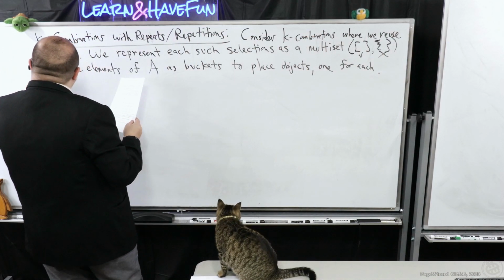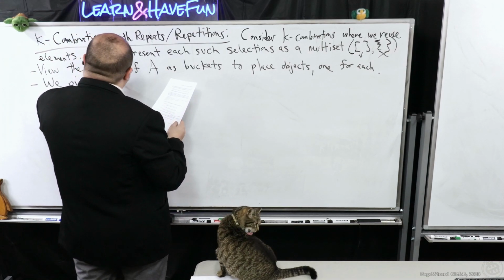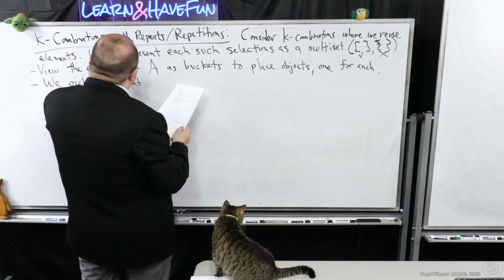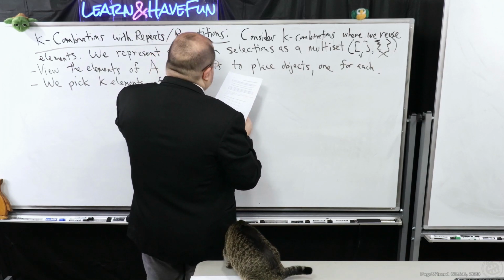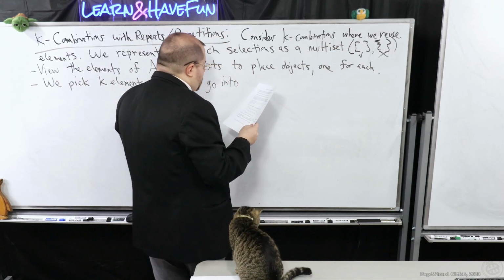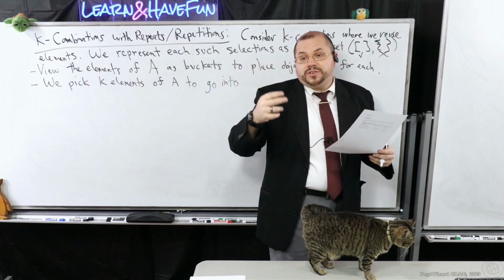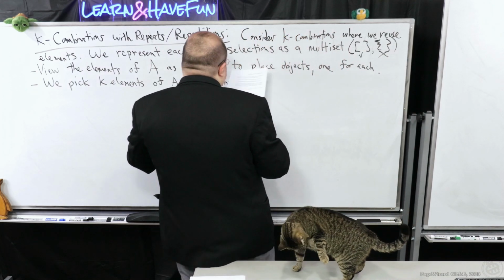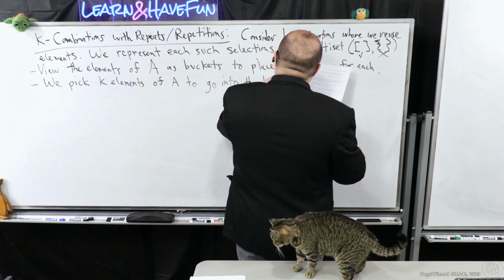And then we pick k elements of A to go into the buckets, right? Because remember, we don't care about the order. We just care that it appears or it doesn't appear. So if I choose 2 of the first element, I want to make sure that that is clearly evident. And we choose these, right?